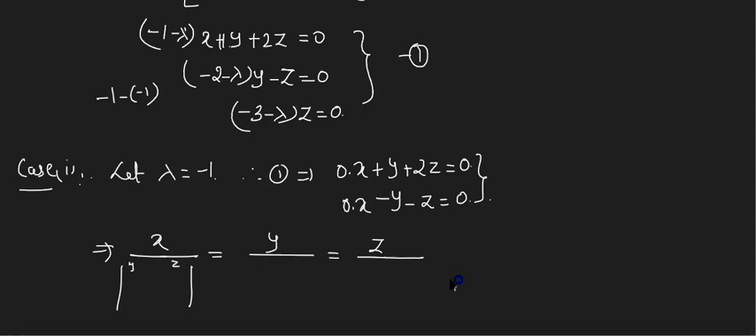Means leaving the coefficient of x, you should write here for y and then for z in the determinant format. What is the value of the coefficient of y in the first equation here? 1. Below, minus 1. So this is 1 and this is -1. Next you should write for z. What is this? 2 and -1. So this is how it should be written. Are you getting it? Okay.